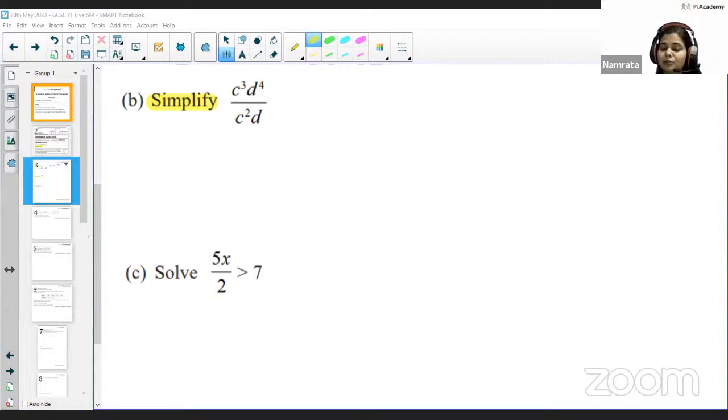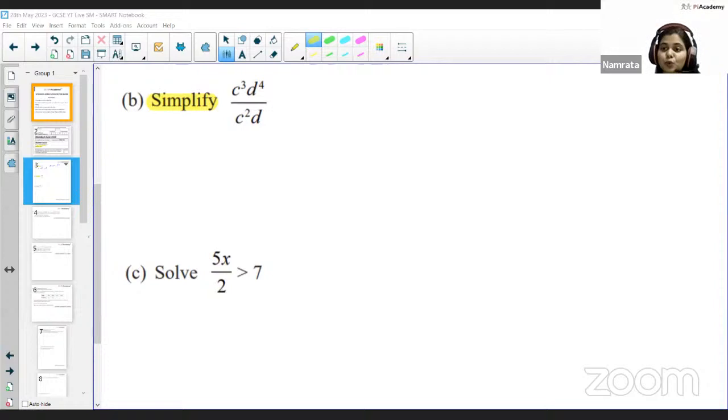Santu has raised a doubt: what if the numbers are different? Does it mean the bases? If the bases are different, it's not possible to add up the powers. For example, we'll have a look at sub question B. I'll guide you through that too, because here we have two different variables, c and d. So let's see how we work them out.